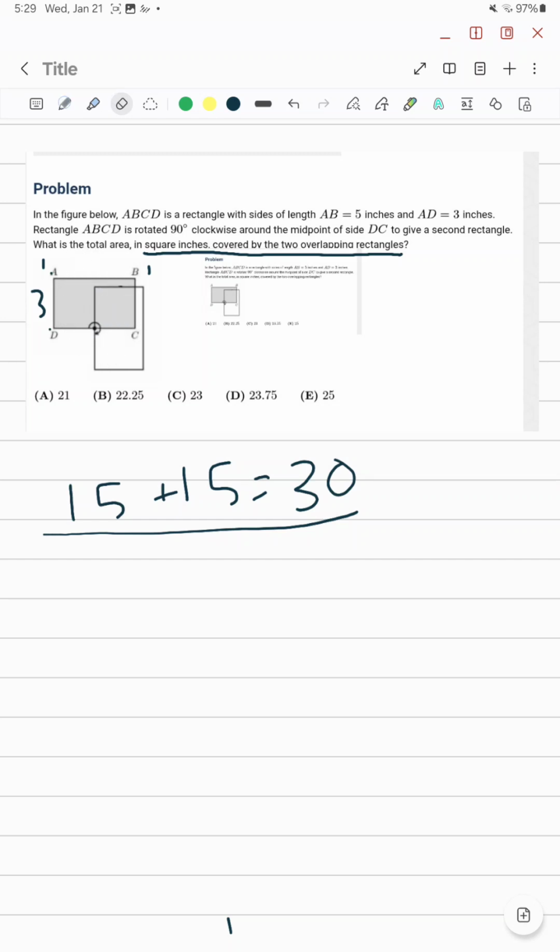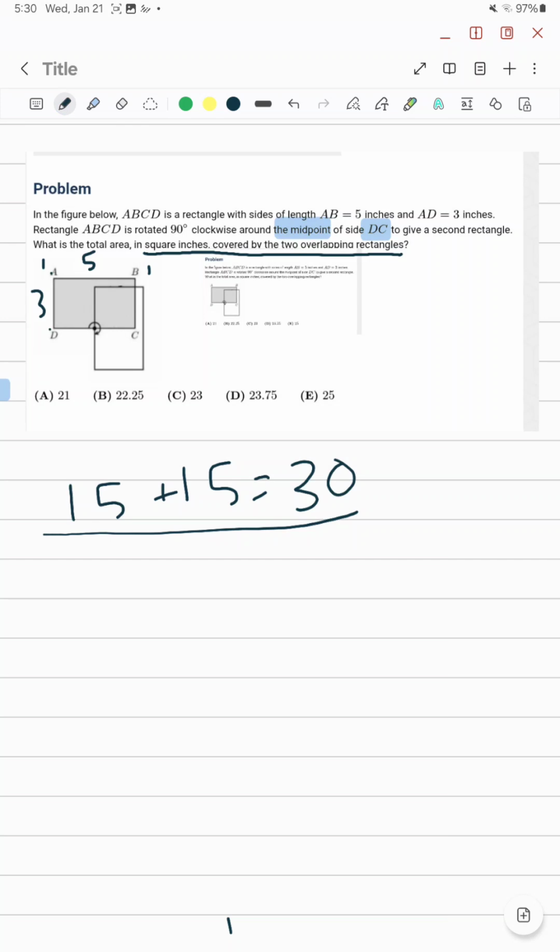Oops, I was supposed to erase that. All right, it says here ABCD is rotated 90 degrees clockwise around the midpoint of DC. Sorry, I'm just covering it. But notice how it says midpoint of DC. So we know that AB and DC have the same length. That means it's saying the midpoint of AB.